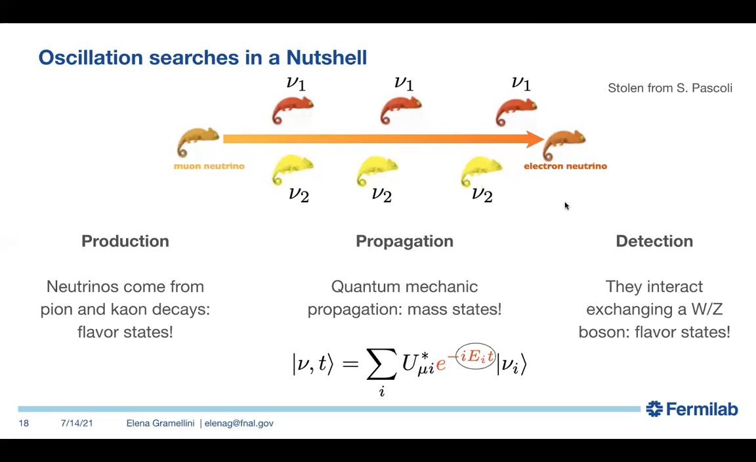And when you detect them, you're opening the box of your Schrödinger's cat box, and you're observing only if they interact, and they interact exchanging a W boson if they're doing a CC interaction. And so again, you're measuring the flavor of the neutrino state.